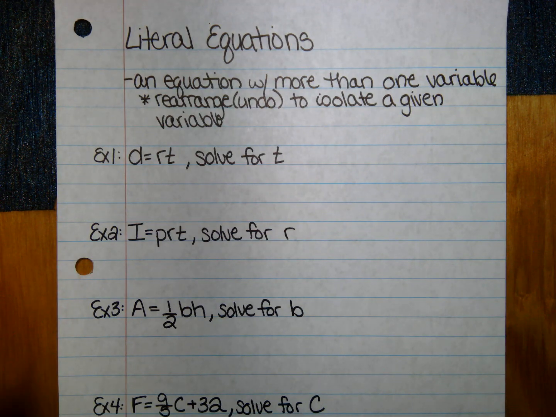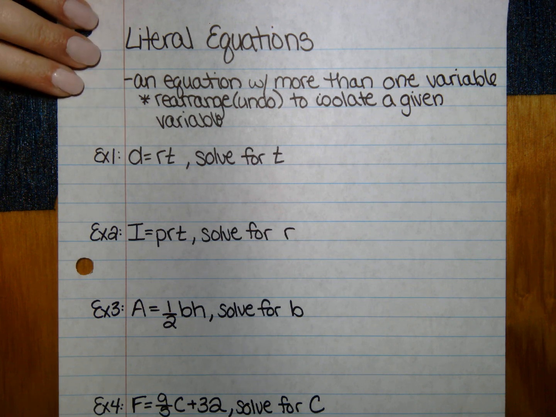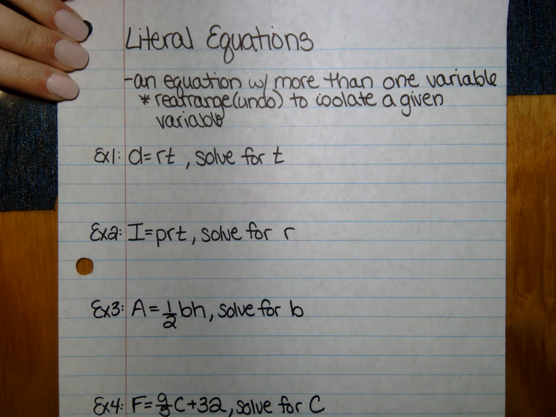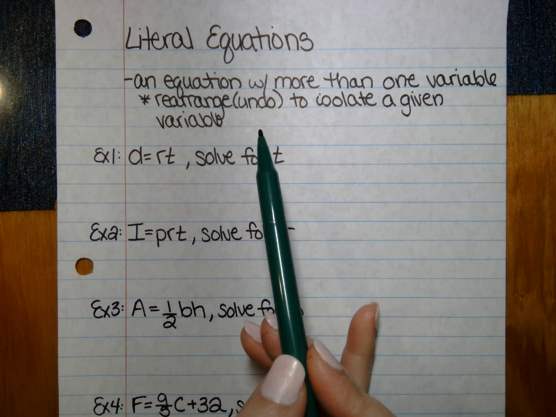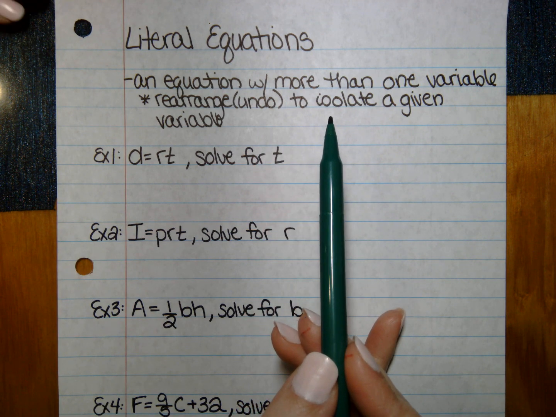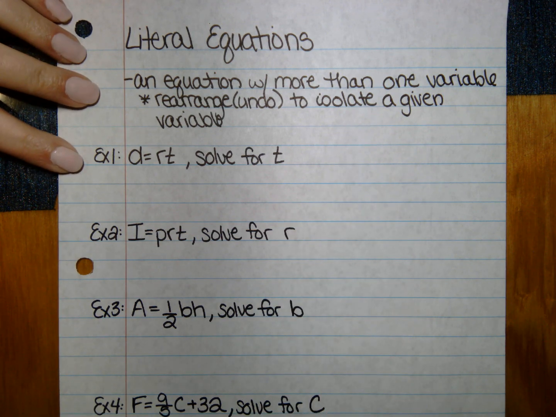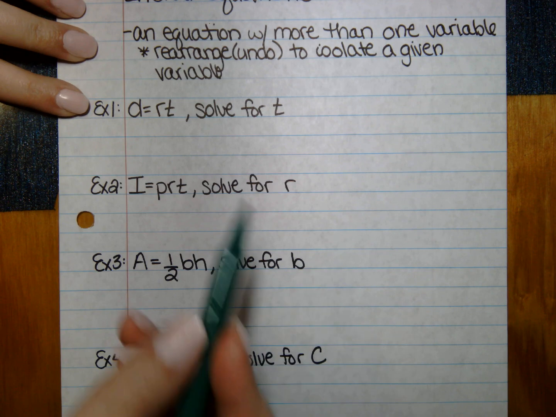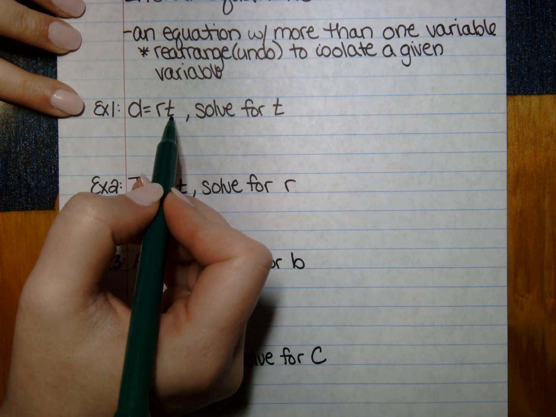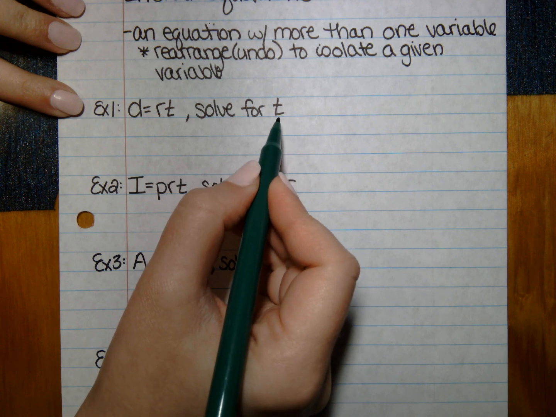Literal equations. Literal equations are equations with more than one variable. So you're basically going to rearrange or undo the given equation in order to isolate a given variable that they want. So if we look at example 1, we have d is equal to rt. Doesn't matter what this means. We're just trying to solve for the letter t.